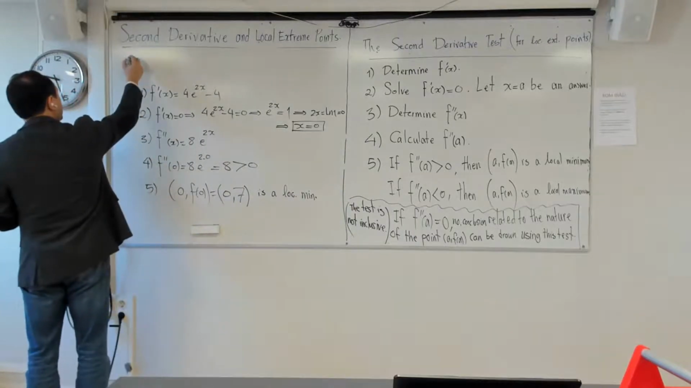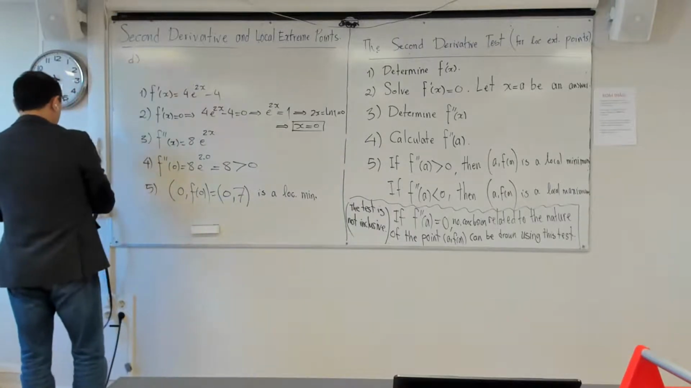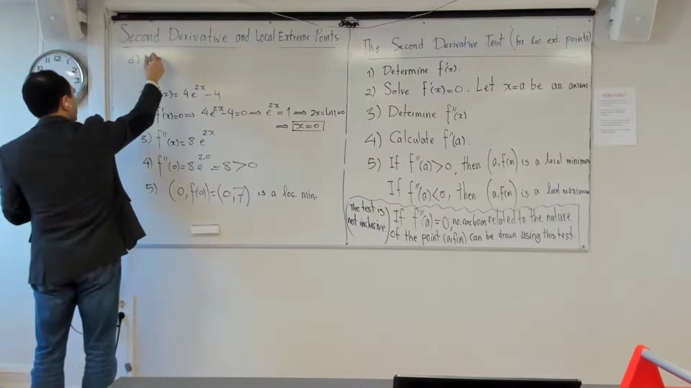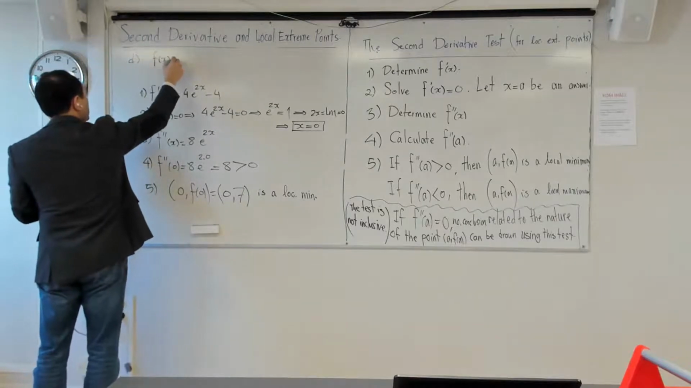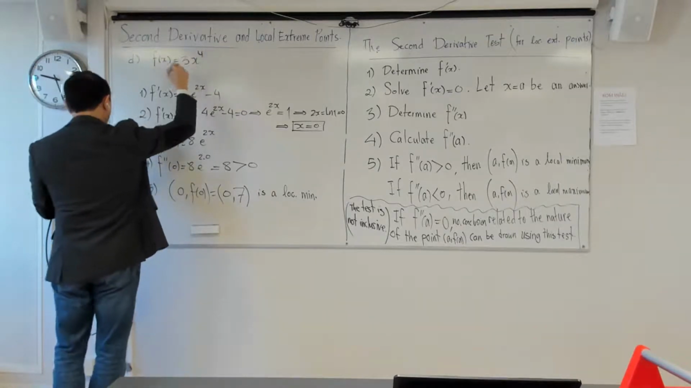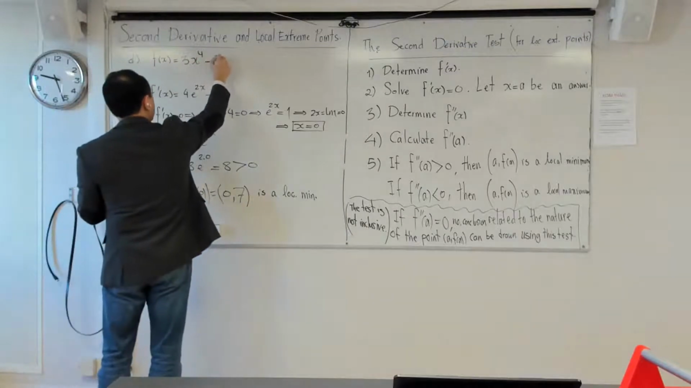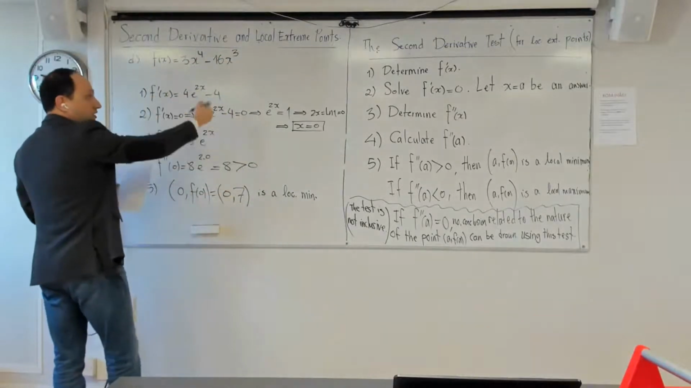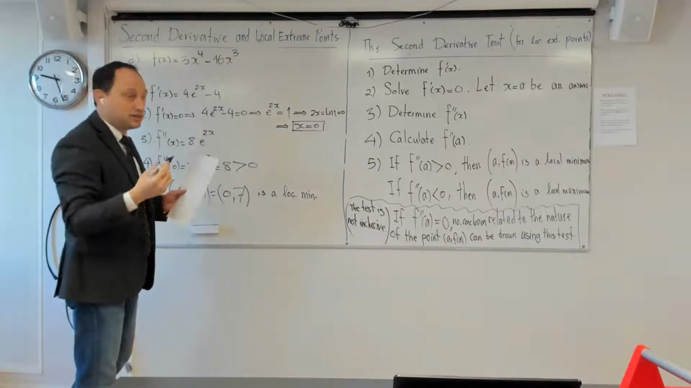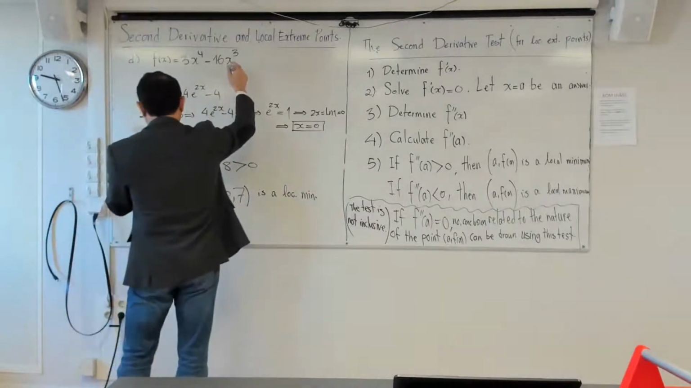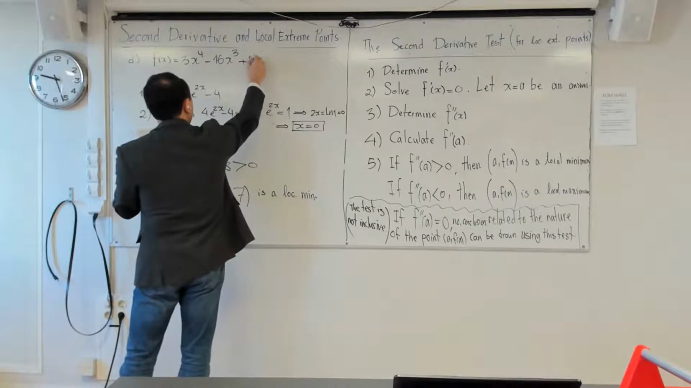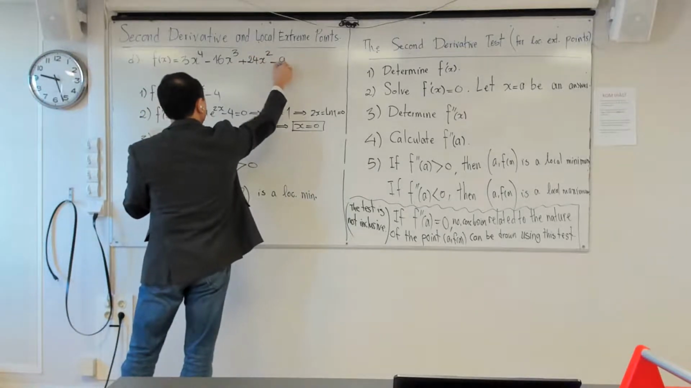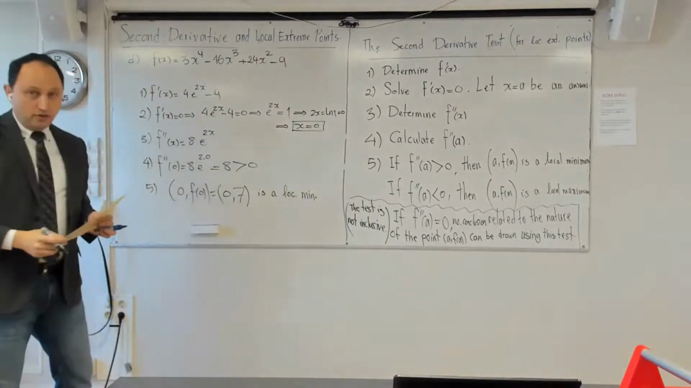So this is part D. F of x is equal to 3x to the power of 4 minus 16x to the power of 3. That's a good exercise to use GeoGebra to confirm these calculations graphically. Plus 24x squared and then minus 9. So let us solve this problem now.